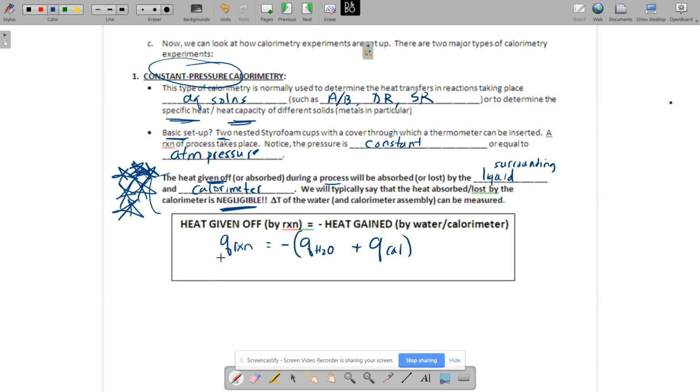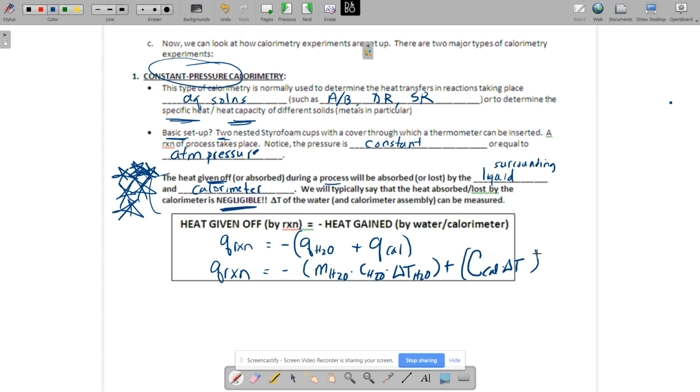I can even take this and separate it out a little further. If you're looking for the heat of reaction, how do you figure out the heat absorbed by the water? Well, that would be the mass of the water times the specific heat of the water, that's C of H2O, times the change in temp of the water. Likewise with the heat of the calorimeter, you can figure that out. The heat of the calorimeter would be the specific heat of the calorimeter times the change in temp.